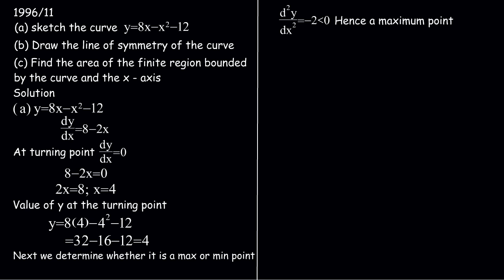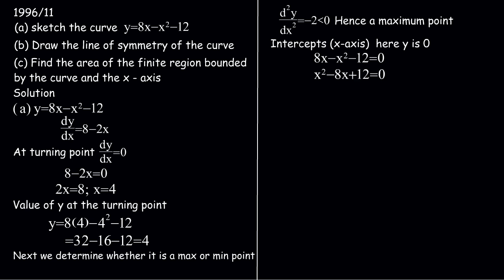Now, the other two coordinates we'll be needing are the x-intercept and the y-intercept. Now, at the x-intercept, y is equals to 0. So 8x minus x squared minus 12 will be equals to 0. And solving the quadratic equation using factor method, we are going to be looking for two numbers in which when we multiply them, it is going to give us 12, and when we add them, it's going to give us minus 8. The numbers are minus 6 and minus 2.